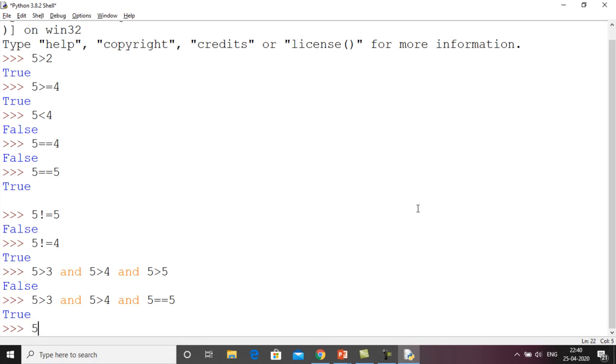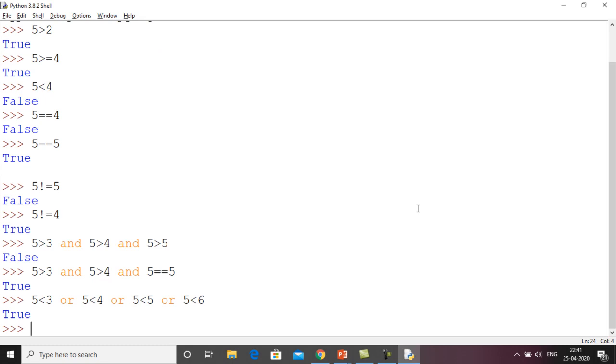Suppose I have written 5 is greater than 3, or 5 is less than 3, or 5 is less than 4, or 5 is less than 5, or 5 is less than 6. Over here I have written 5 conditions. The first one is false, 5 is not less than 3. The second one is also false. The third one is also false. But the last one, that 5 is less than 6, is true. So in this case it will give me the answer as true.